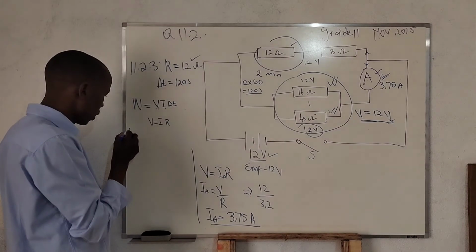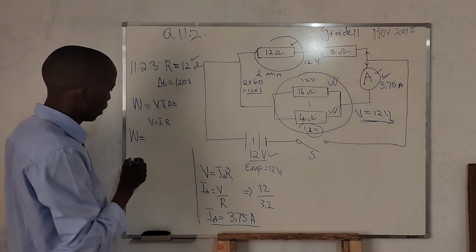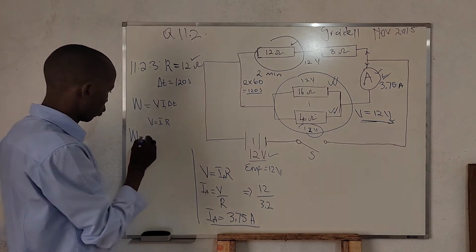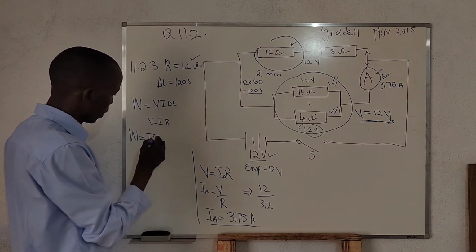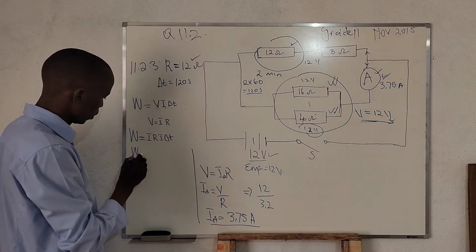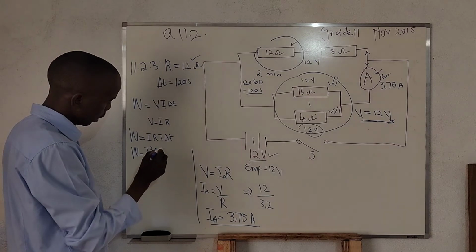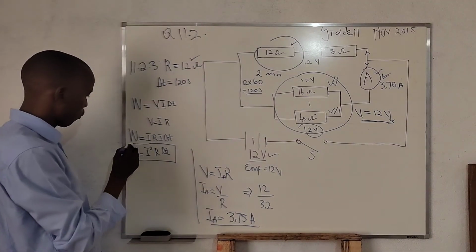So we are going to say energy is given by, where there is V, I'm going to put I R, and then we've got another I, and then delta T. So energy is given by I squared times resistance times change in what? Change in time. So the question was worth 5 marks.